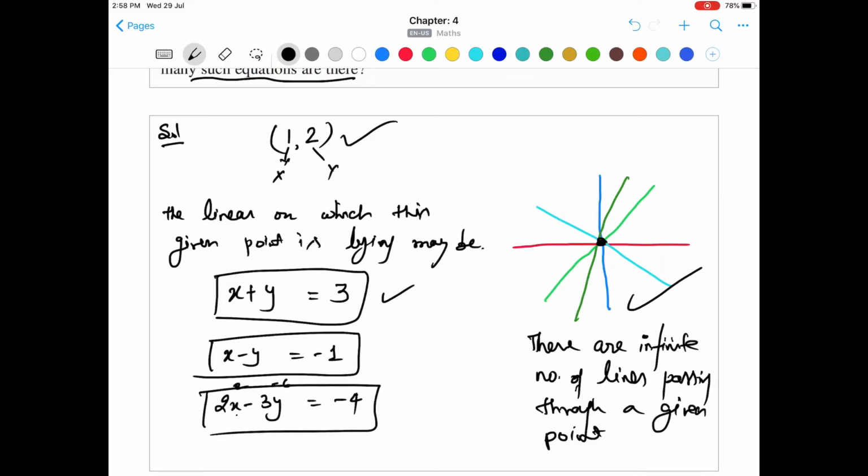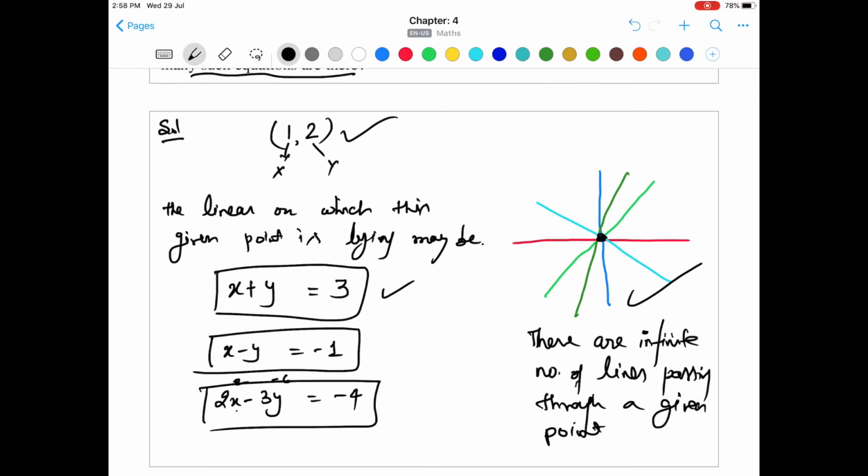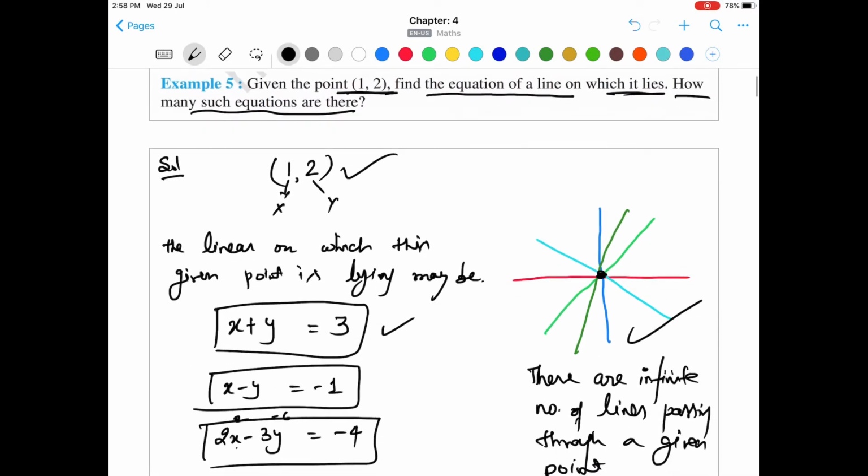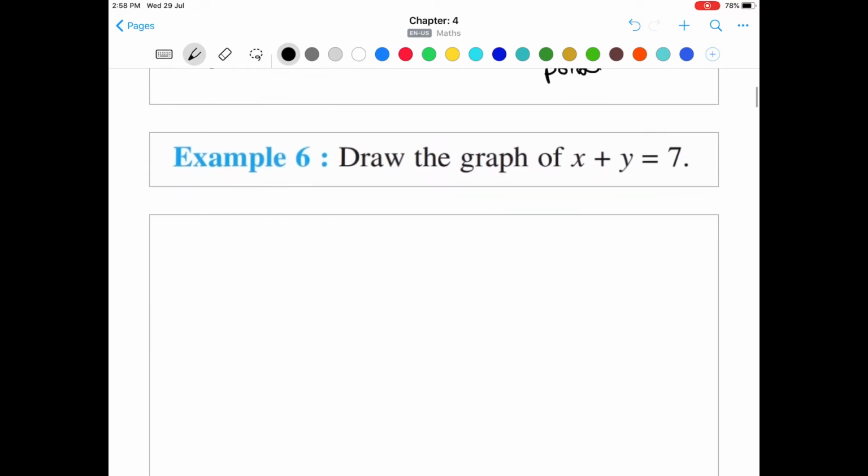I have written 3. You can write as many as you want. So this is the solution for this example. We have found the equations through which this line is passing. Okay, moving ahead to the next example.